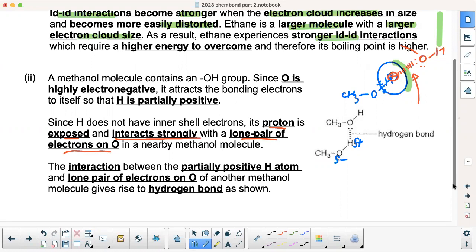The interaction between the partially positive hydrogen, which is this, delta plus, delta minus, right? The partial positive H with the lone pair on the O. So this is the H bond. Okay, so take these as model answers to help you explain how H bond arises, how ID-ID arises. It's okay? No choice. I mean, it's a lot of writing, but that's the only way to explain it.